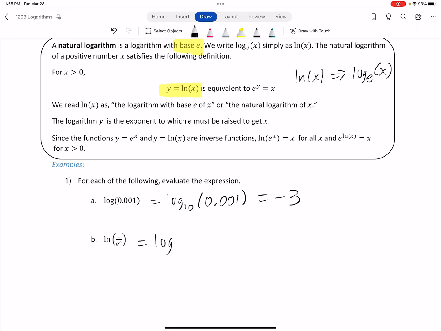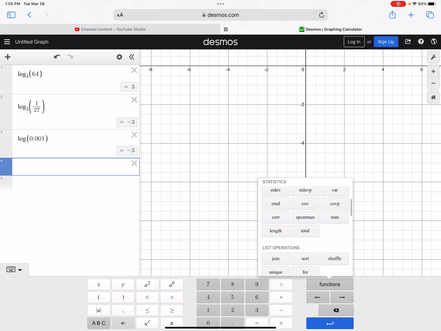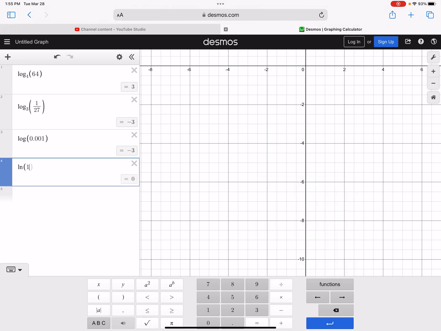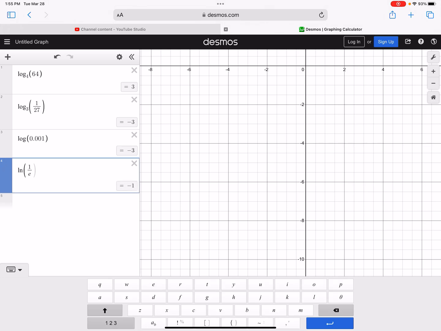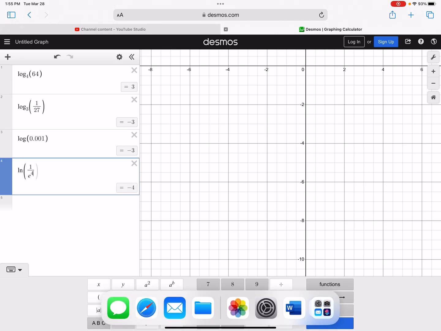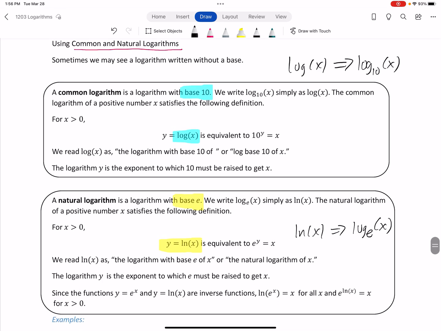Same with this guy. This is log base e, natural log, of 1 over e to the 4th. So under my functions, I'm going to look for the one that says natural log, ln, of 1 divided by e to the 4th. It gives me -4. So pay careful attention when you're doing logs to see what the base is. If they don't tell you a base, it's base 10. If they use that ln symbol, then it's base e.